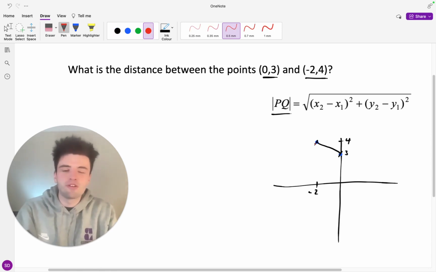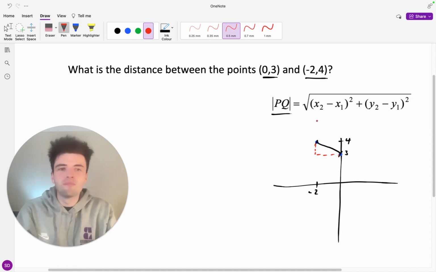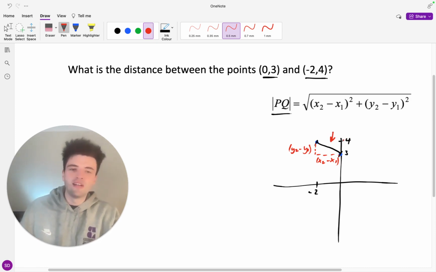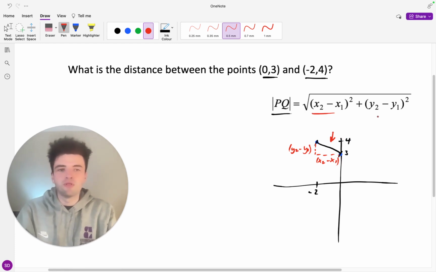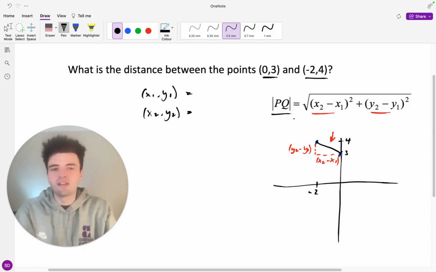And just a quick bit of background on why that actually works: if we were to turn this into a triangle, what we're actually doing here is using Pythagoras' theorem. This red dotted line at the bottom here is going to be the value x2 minus x1. The red dotted line on the left is going to be y2 minus y1. And so to find the actual distance of the line in black, we just need to find the square root of these 2 subtractions squared, using Pythagoras' theorem. So hopefully that makes some sense. I think it's always good to know the background on these formulas if we can.